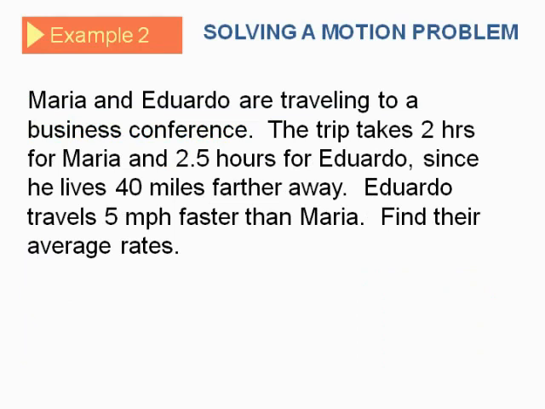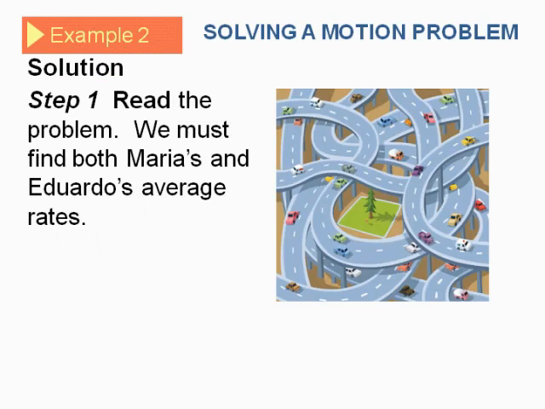So let's give a problem here. It says Maria and Eduardo are traveling to a business conference. The trip takes 2 hours for Maria and 2.5 hours for Eduardo, since he lives 40 miles farther away. Eduardo travels 5 miles an hour faster than Maria. Find their average rates. Read the problem. We must find both Maria's and Eduardo's average rates.